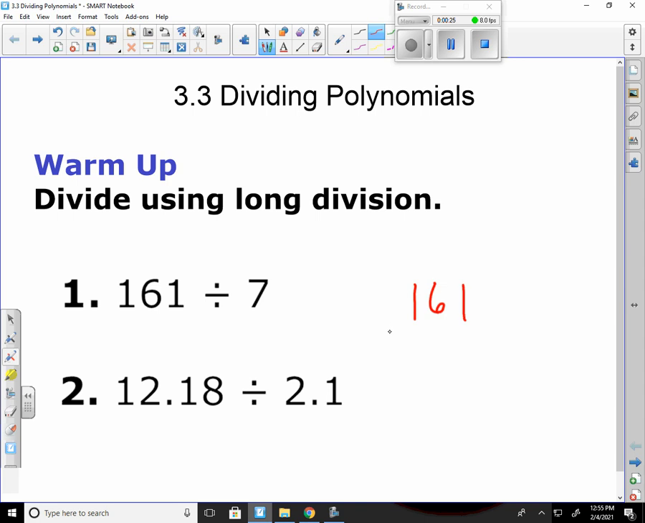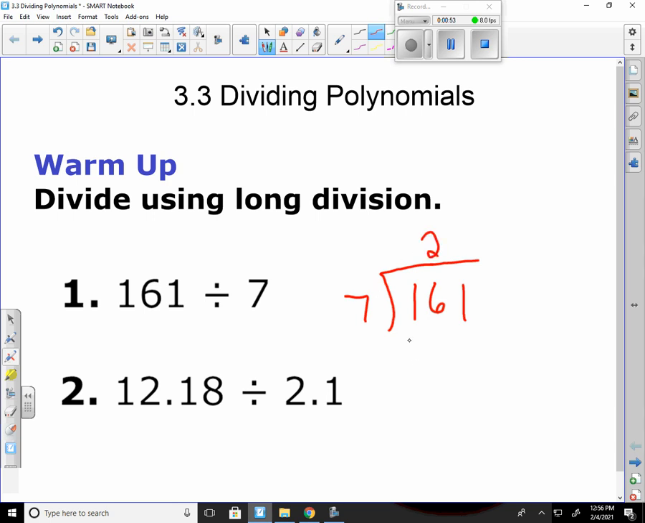So we'd have 161, which is the dividend. It goes under the sign, and then divided by 7. So how many times does 7 go into 1? That's the first thing we have to ask. 7 goes into 1 0 times. So then we move on to 16. How many times does 7 go into 16? 7 goes into 16 twice.